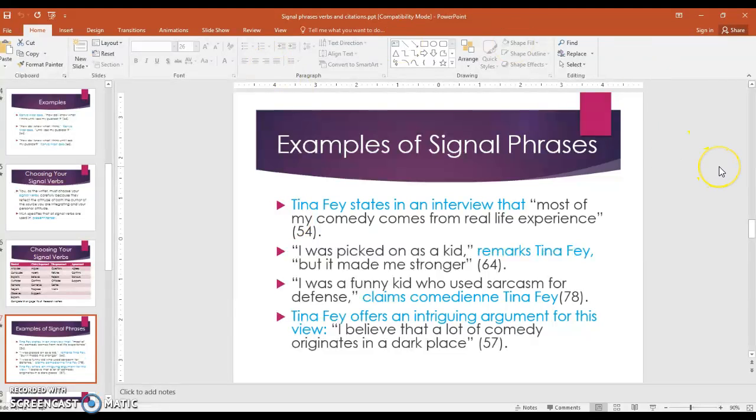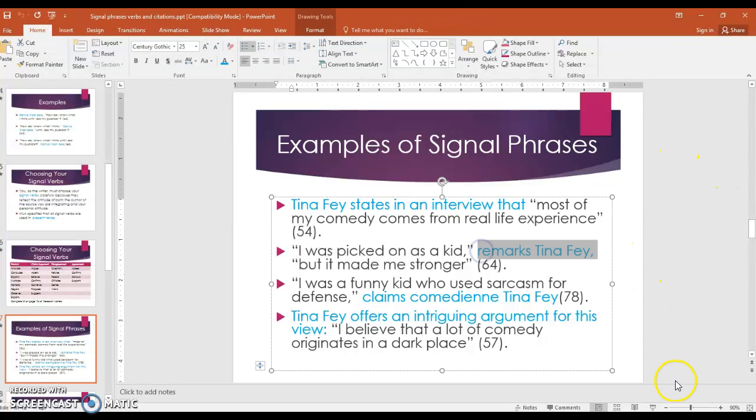All right, here are some examples of signal phrases. Now we're talking about Tina Fey. "Tina Fey states in an interview that" — notice that one's at the beginning. This one's in the middle: "remarks Tina Fey." This one, you can tell this is argumentative: "claims comedian Tina Fey." And this one, pretty neutral: "offers an intriguing argument for this view."